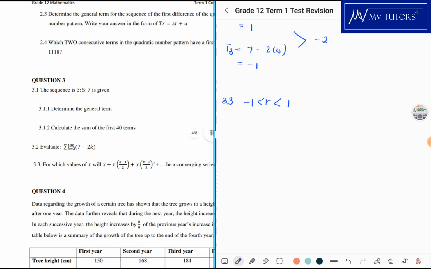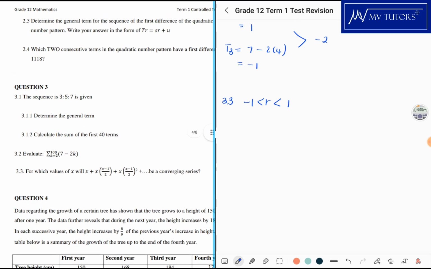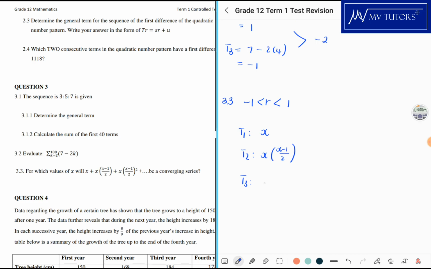What is r? Okay, so our first term, term number 1, is basically x. Term number 2 is x times (x minus 1)/2. Term number 3, what is it? It's x, and then we have (x minus 1)/2, and that is squared.